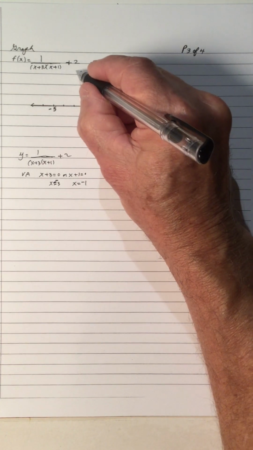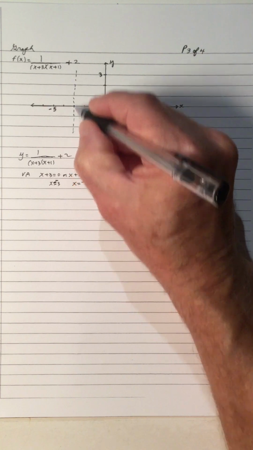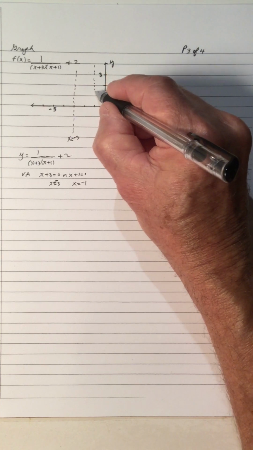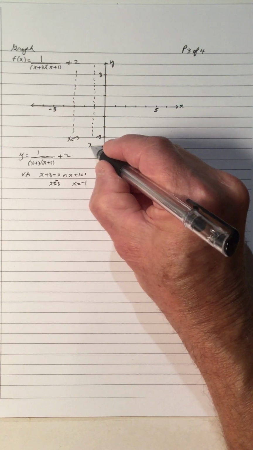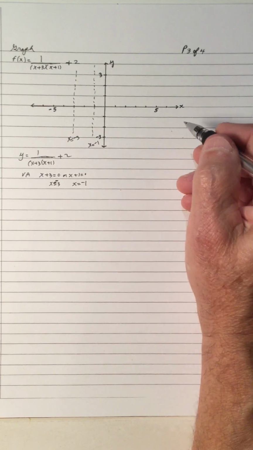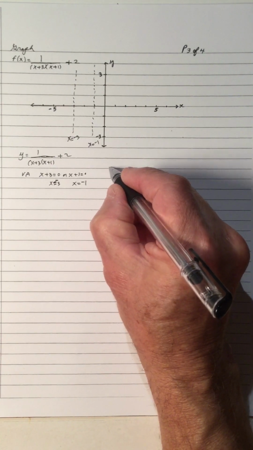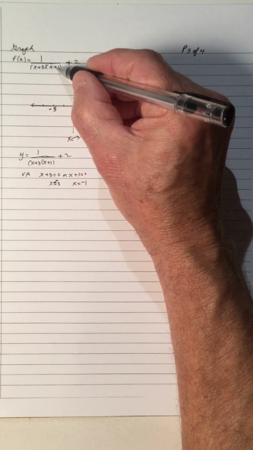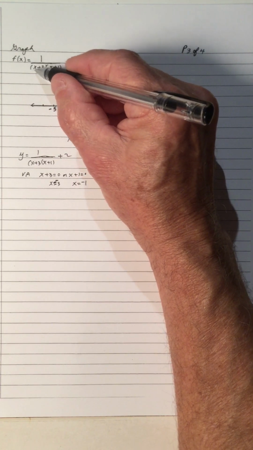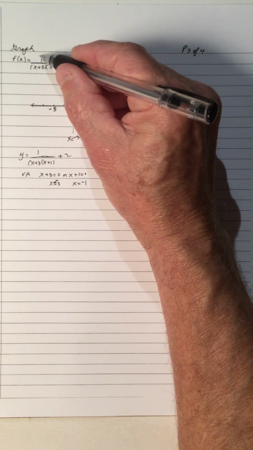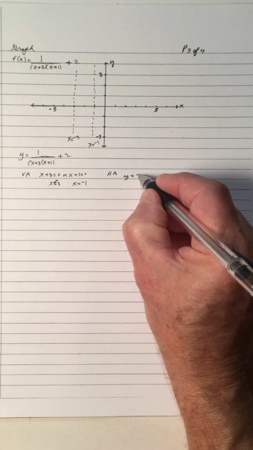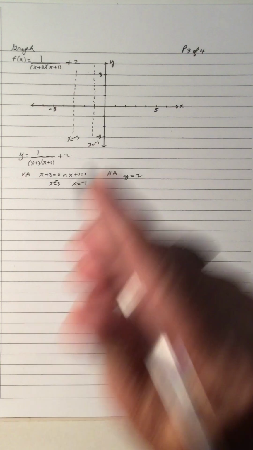So it's a vertical asymptote at x equals -3, which is right here. And the other vertical asymptote is at x equals -1. And let's have a look at the horizontal asymptotes. Notice we got 1 over the denominator, which gets larger and larger, so this fraction is getting smaller and smaller, approaching 0. That means the y value is approaching 2. So the horizontal asymptote is y equals 2.